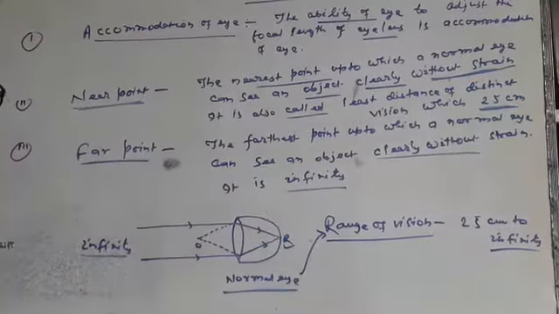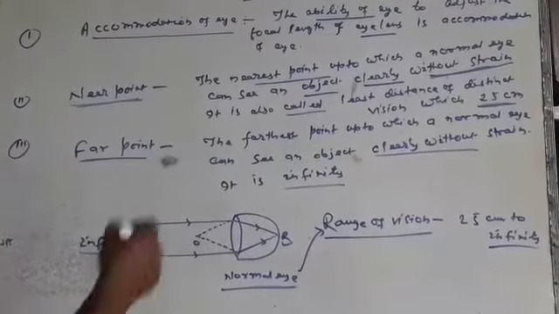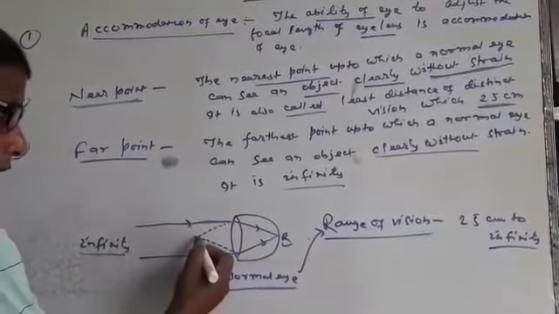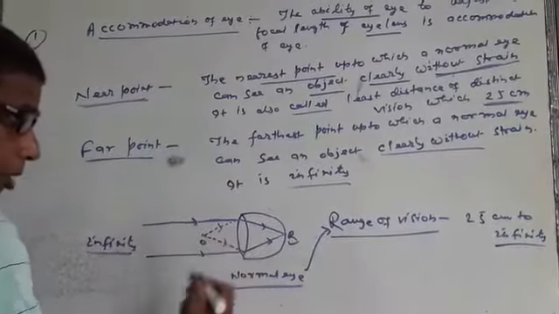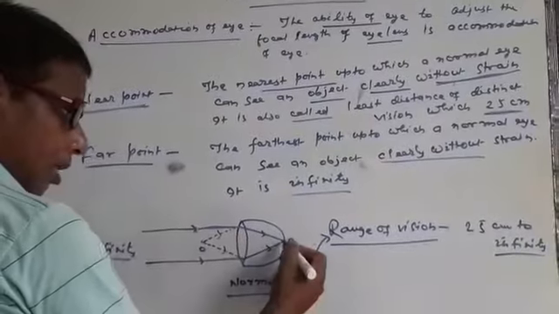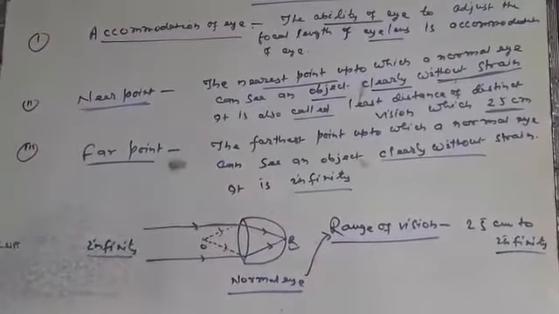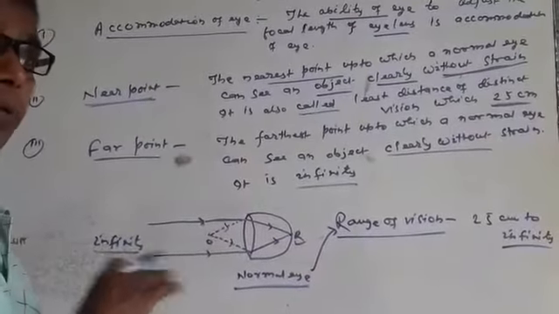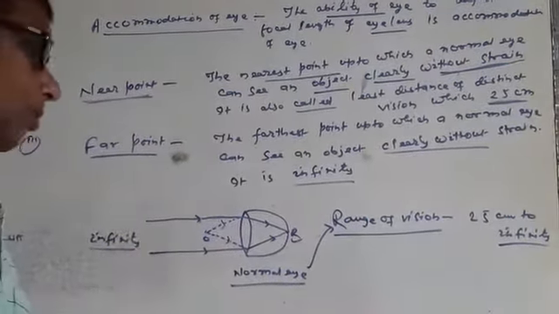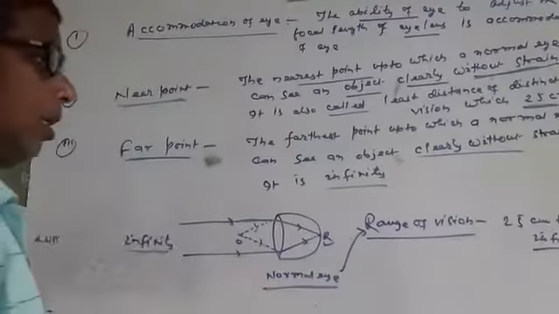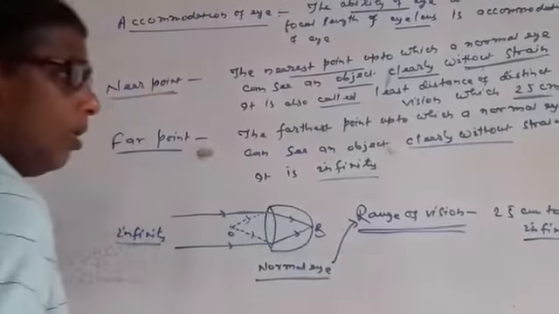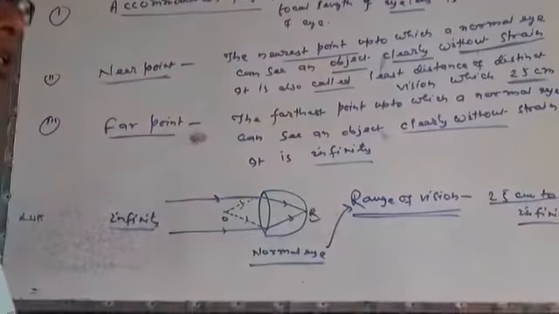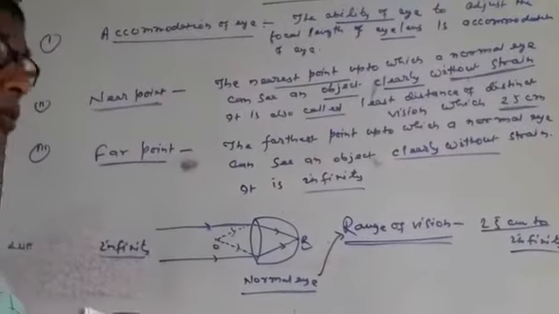If anyone asks you to draw a ray diagram of a normal eye, you can show light rays coming from infinity, that is parallel light rays, and from the near point, falling on the eye lens and after refraction meeting at the retina. In both cases, the image is formed at the retina. So this is the normal eye. Normal eye means no use of glasses or any other instrument. This is also known as range of vision. We are able to see from 25 centimeter to infinity. This is the range of vision for a normal eye.